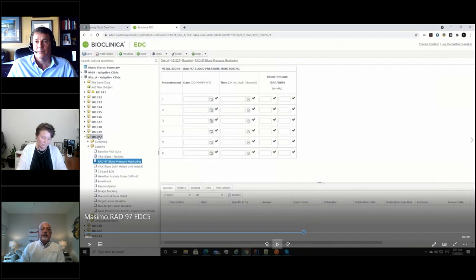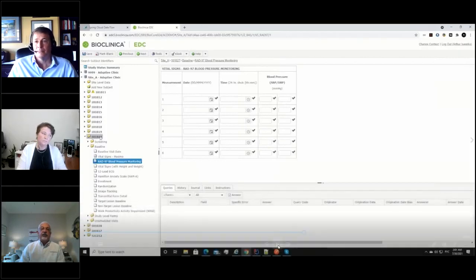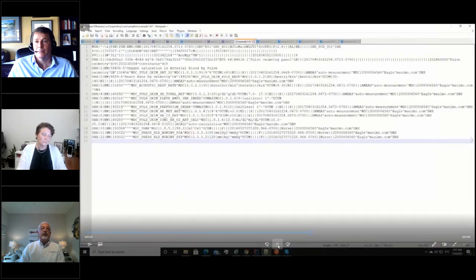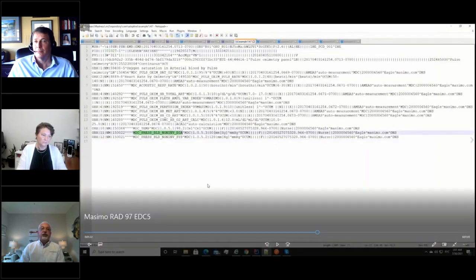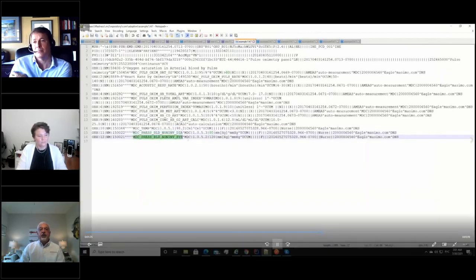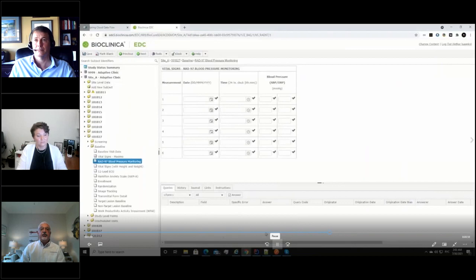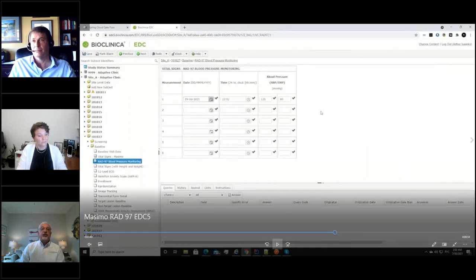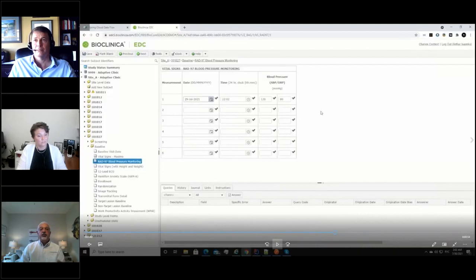So this is a CRF. This is a multi-row table. These tables, they have different features, and Richard and his gang can give you a demo of that. But this is a dynamic CRF, and the reason for that is because we don't know how many different data points are going to come in. This is the data. It's coming in the proprietary format. There was a patient ID. And by the way, how do you match patient IDs from a Masimo device at the hospital over to the EDC where the patient has been randomized? These are important data transformation capabilities that you need to have.